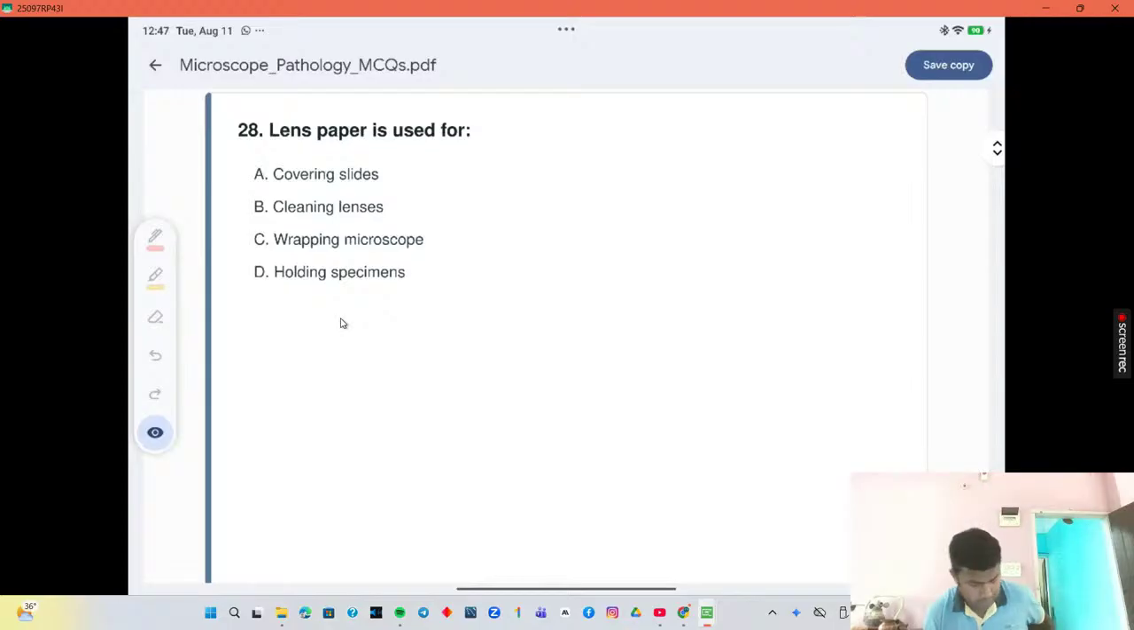Lens paper is used for cleaning lenses. The answer of this question will be option B. What is lens paper used for? Lens paper is used for cleaning lenses. We should remember it. So, what is used for cleaning lenses? It will be lens paper.